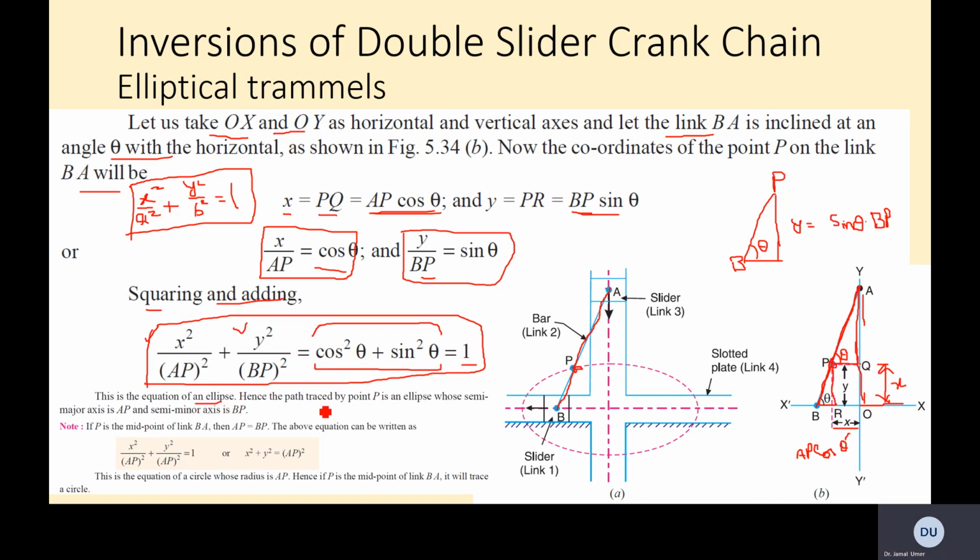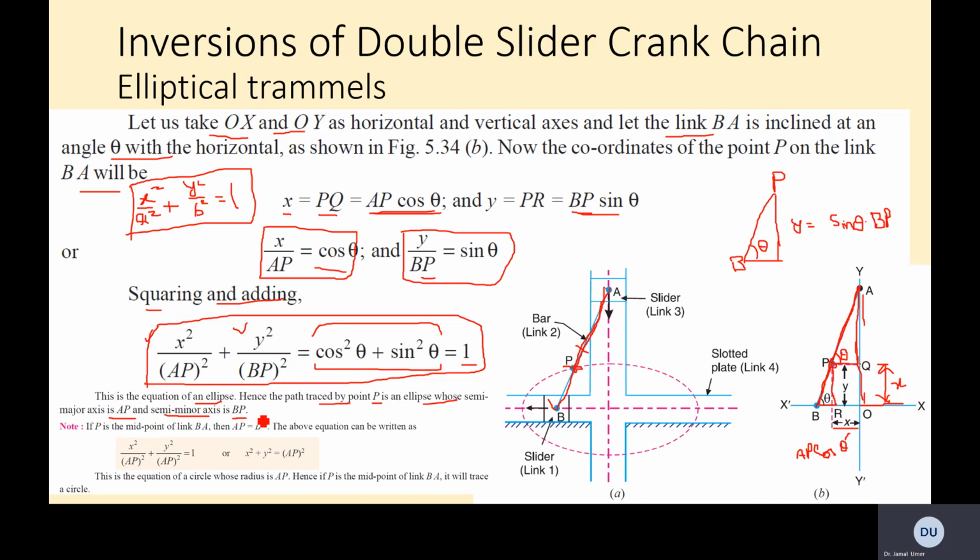Hence the path traced by the point P is an ellipse whose semi-major axis is AP. So AP is the major axis and the minor axis is BP. So BP, this part, is the minor axis. If P is the midpoint, let's say this P point is somewhere in the middle, then AP and BP are the same.